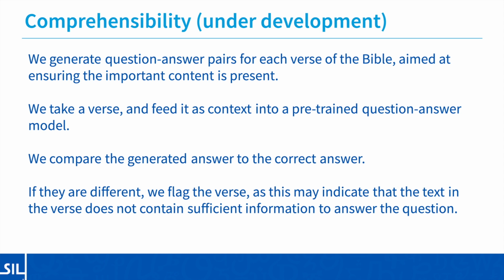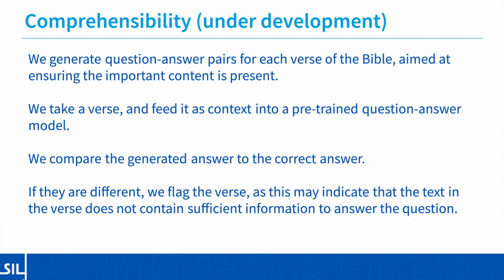Our comprehensibility metric uses automated question answering to locate potential missing or added information within a verse. We begin by generating a dataset of question and answer pairs for each verse, aimed at ensuring important content is present. We then take each verse from a back translation of the draft, feed it in as context to the question answering model, and ask it to answer the corresponding question based on that verse.